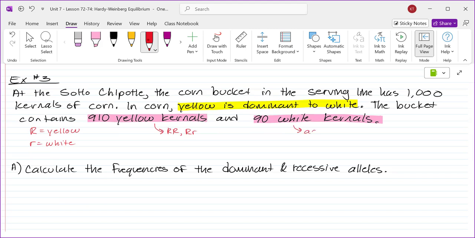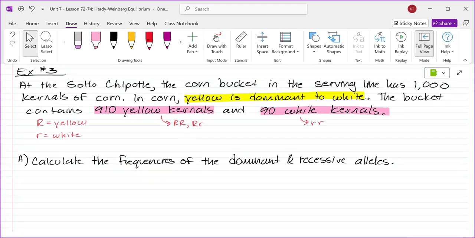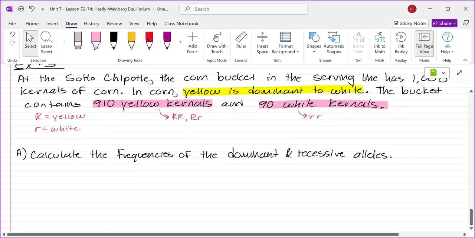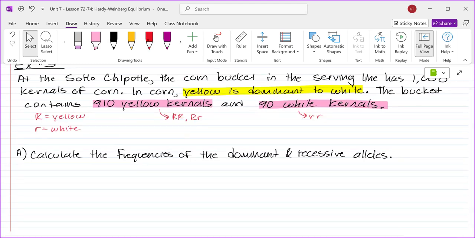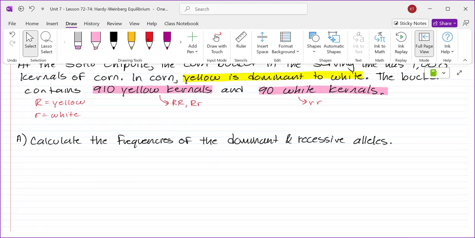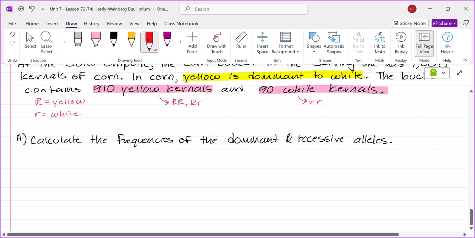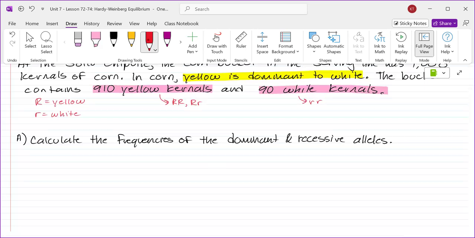Homozygous recessive. Oh, wrong letters. So I think we have something here. Remember what I wrote earlier? Try to find the homozygous recessive genotype first. So in this problem, you need to get to the dominant and the recessive alleles, but getting q squared first can help you along that way. So 90 divided by 1,000 is going to give you q squared.